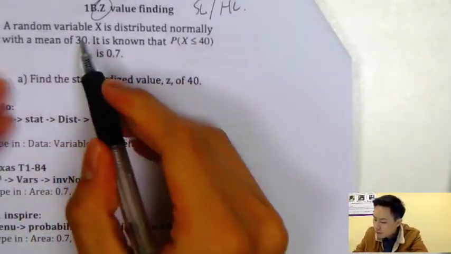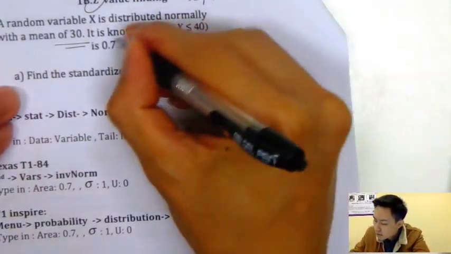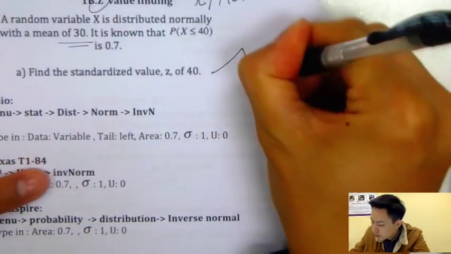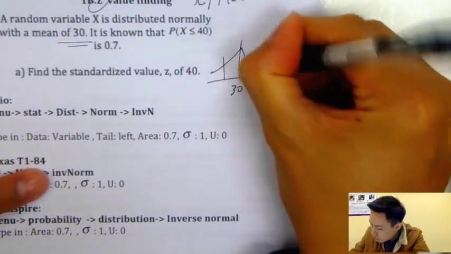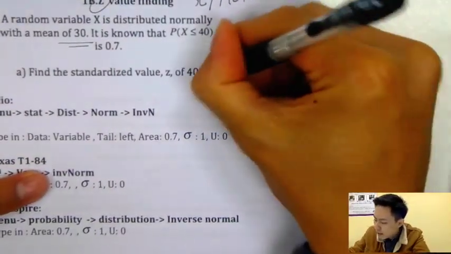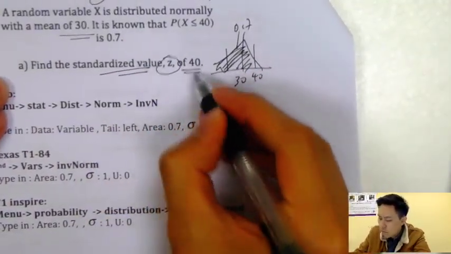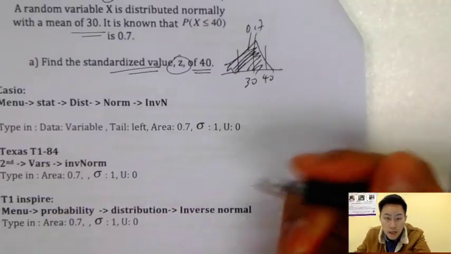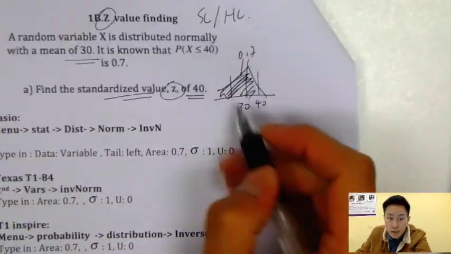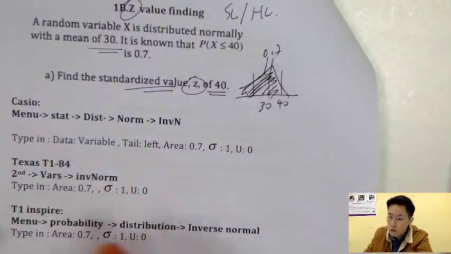So the random variable x is distributed normally with a mean of 30, right? And it's known that P(x is smaller or equal to 40) is equal to 0.7. So this is the mean, and this is 40, right? So 40 and lower than that is 0.7. Do you get it? Okay, so find the standardized value z of 40. In the past we would use the table. Like you have a sheet of z values, and you just match the thing, then you can find out the value. But right now you can just use the GDC.